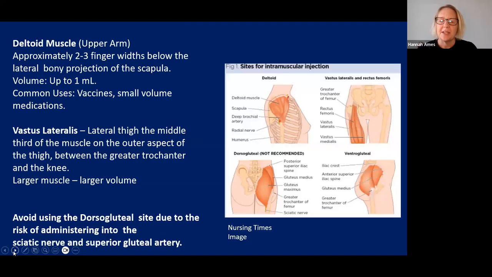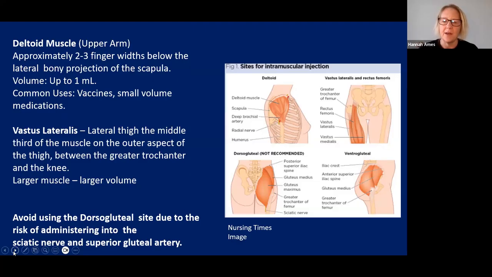So where do we give the IM injection? The two most common sites are the deltoid muscle, at the top part of your arm, approximately 2 to 3 fingers below the projection of your collarbone. That can take small volumes, up to 1 ml, so it's suitable for vaccines. And the other good site is the lateral side of the thigh.